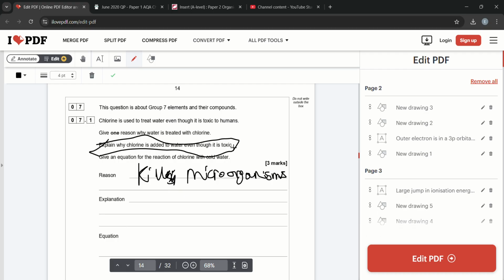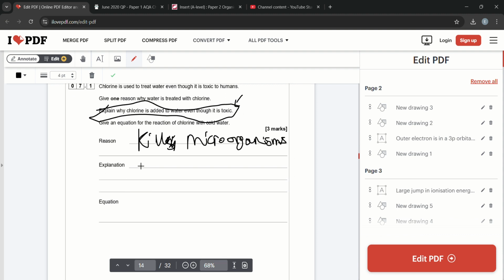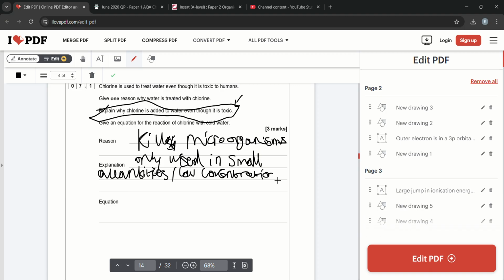Explain why chlorine is added even though it's toxic. This is a pretty tricky question. Why is chlorine added even though it's toxic? Well, it's because it's only used in small quantities, low concentrations. That's why chlorine is added even though it's toxic. Only used in small quantities, low concentrations.